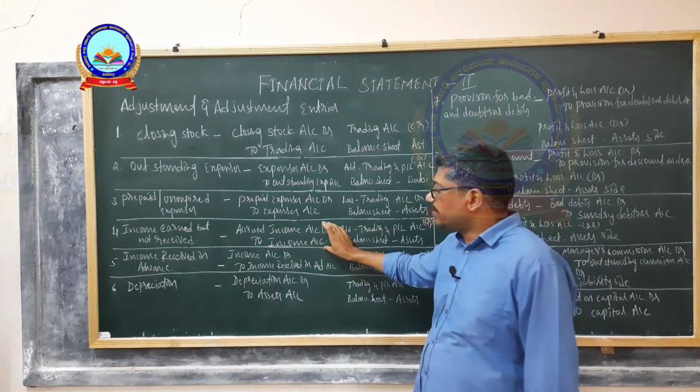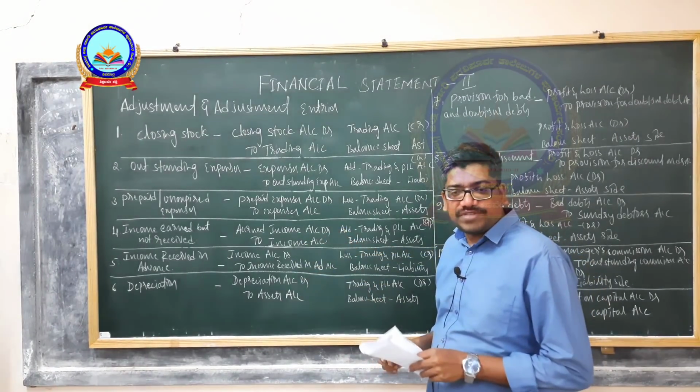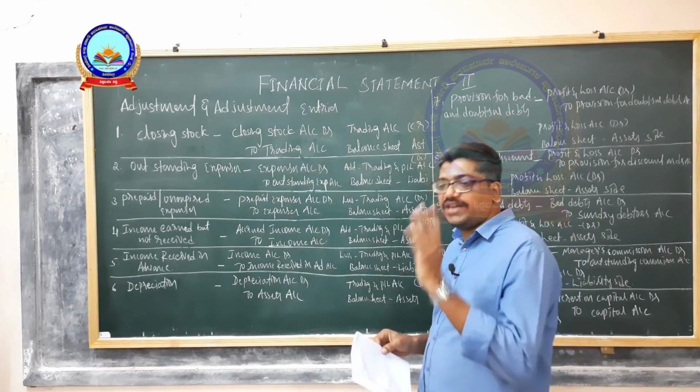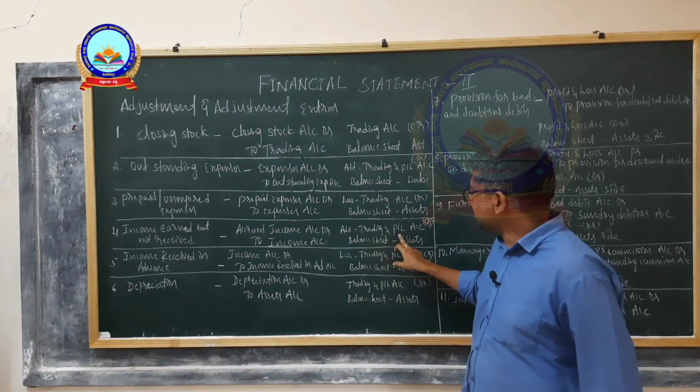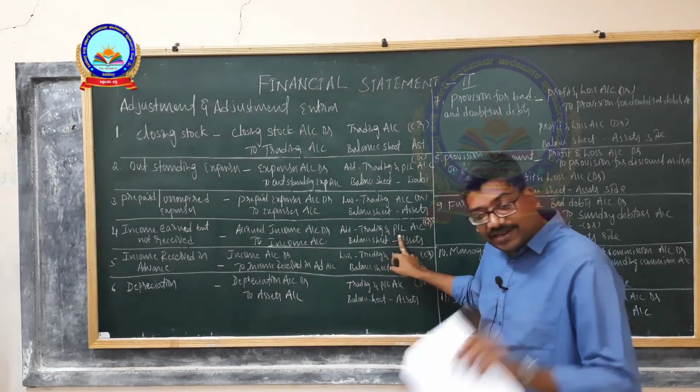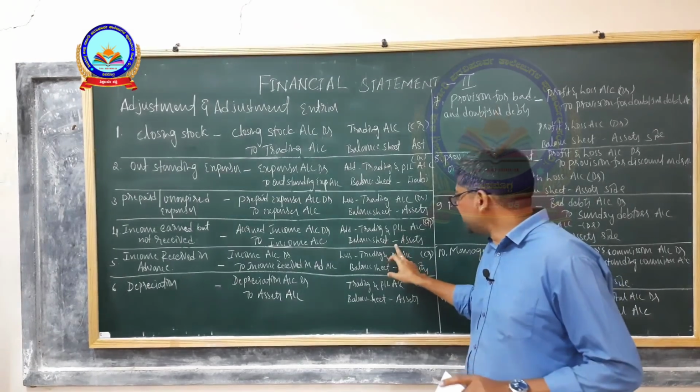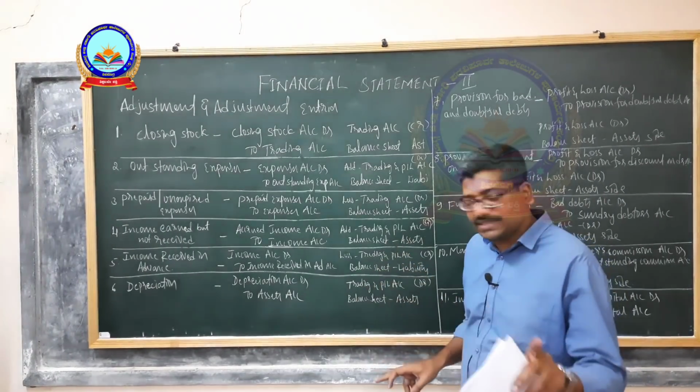And this should appear in the trading and profit and loss account, as well as in the balance sheet. In the trading and profit and loss account, we have to record it on the credit side, and in the balance sheet we have to show it as an asset.